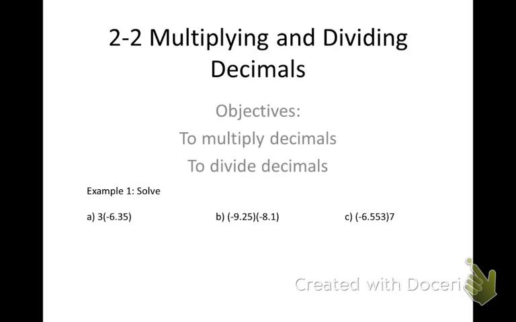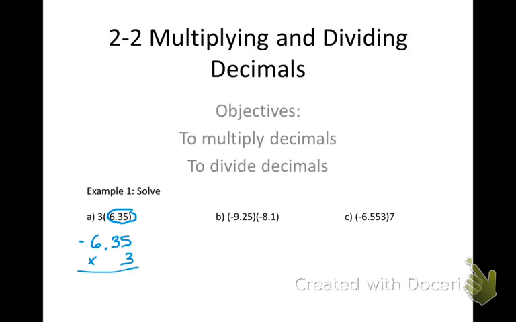This lesson is multiplying and dividing decimals, where our objective is to multiply decimals and to divide decimals. So, when we are solving decimals, you're going to put the less amount of numbers on the bottom and the most on the top. If you notice, 6.35 is more than just the number 3, so you're going to put negative 6.35 times 3. You do not need to line up decimals when you're multiplying, where you do that with adding and subtracting.